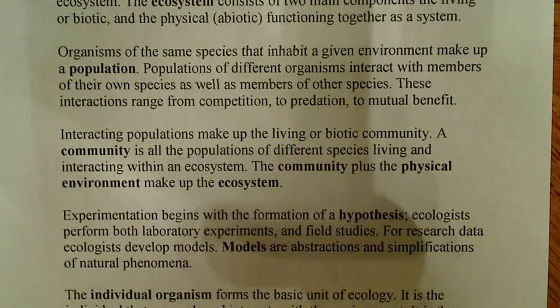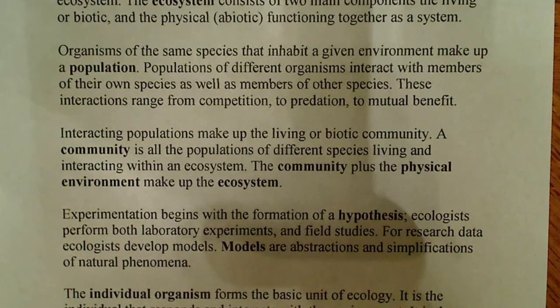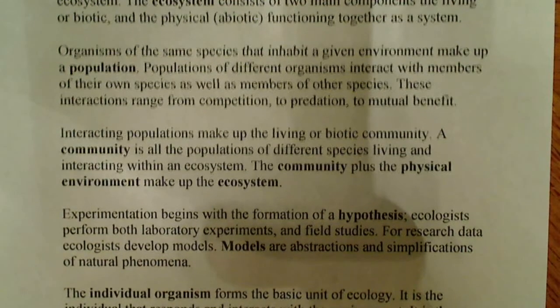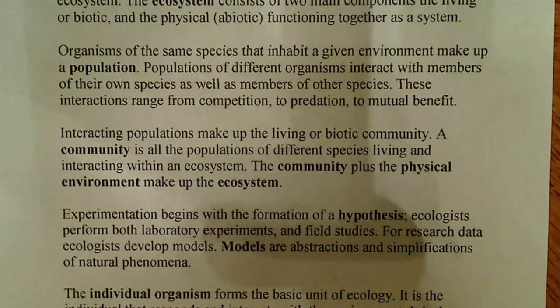So interacting populations make up the living or biotic community, which I talked about. A community is all the populations of different species living and interacting within an ecosystem. So the community is all the populations of all the different species living and interacting within an ecosystem, okay? So that's a community, another important term. You need to know what a community is, at least in the context of ecology. The community plus the physical environment make up the ecosystem.